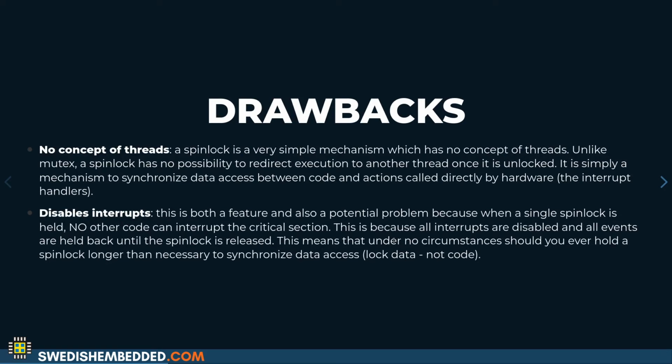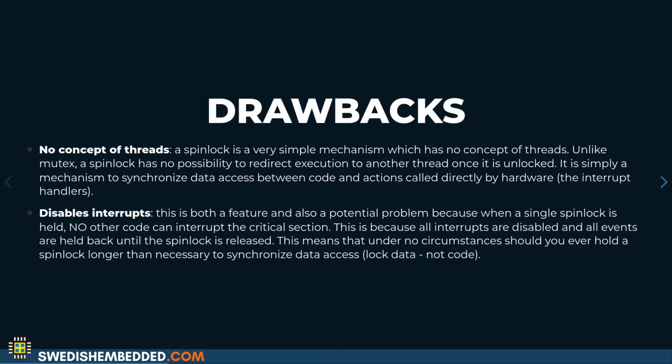The drawbacks of Spinlocks, and why we don't use Spinlocks in higher level code, is that Spinlocks have no concept of threads. That's the main drawback. So you cannot have multiple threads queuing for a Spinlock. You can only have multiple CPUs queuing for a Spinlock if you have a multiprocessor system. And the second drawback is that it actually disables interrupts.